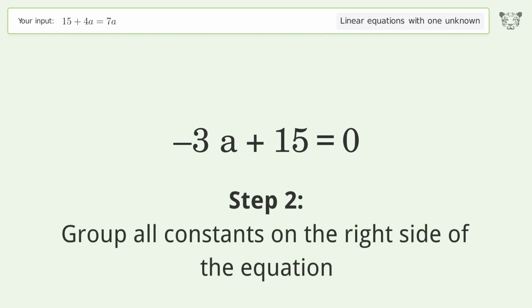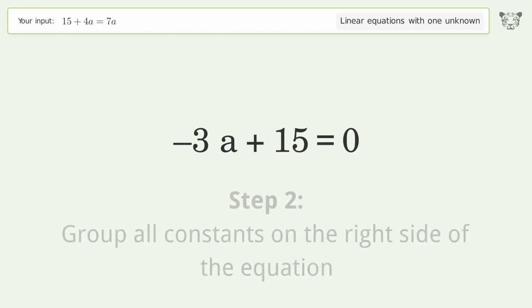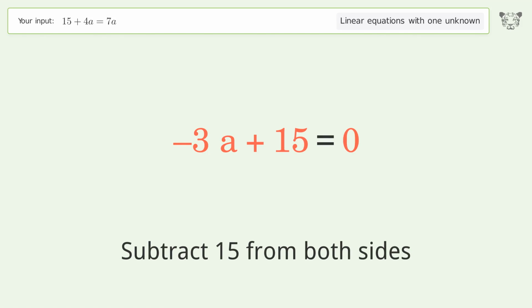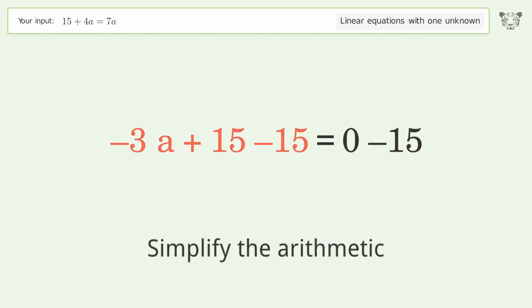Group all constants on the right side of the equation. Subtract 15 from both sides. Simplify the arithmetic.